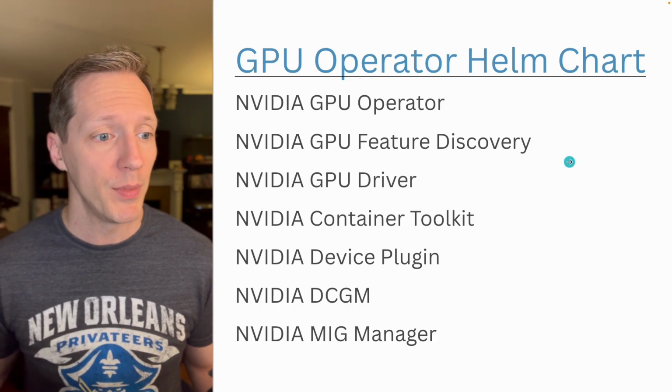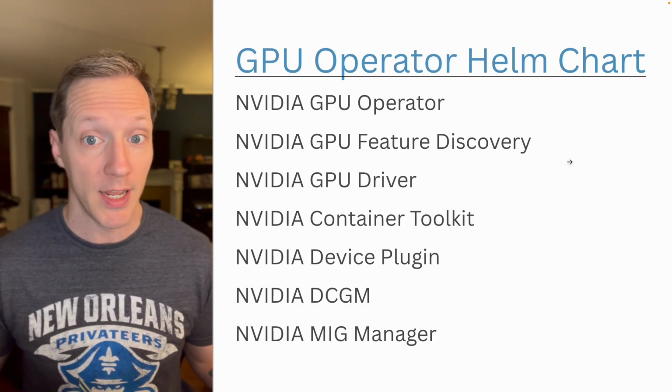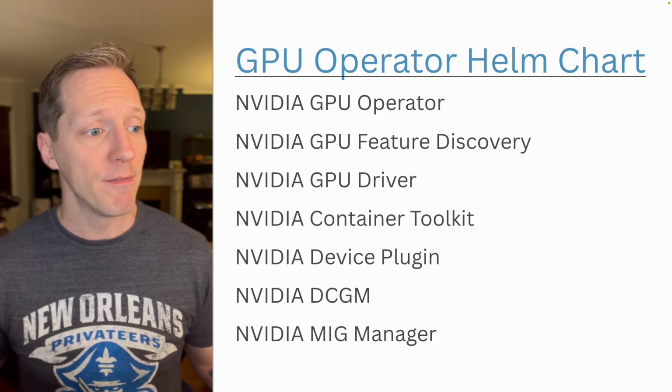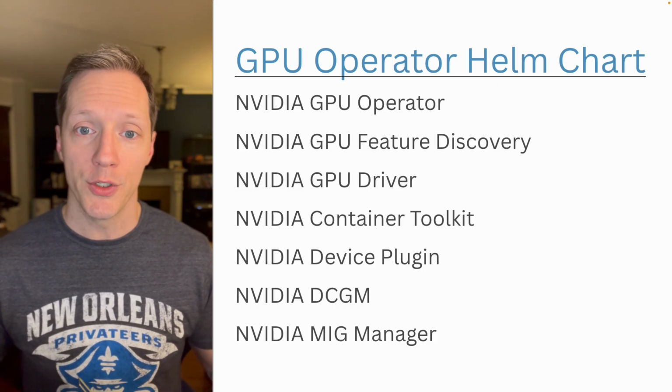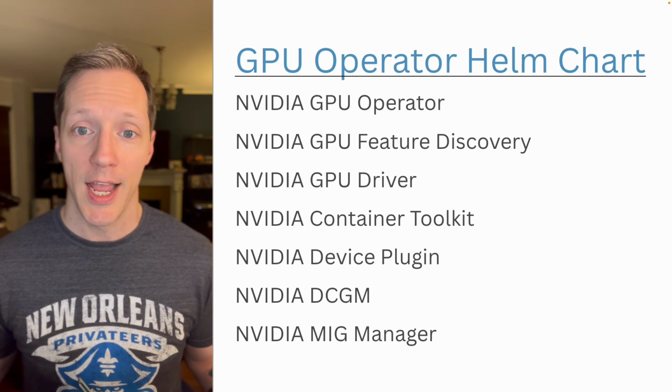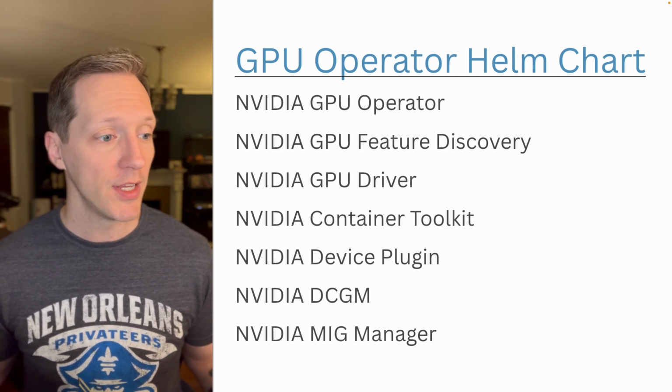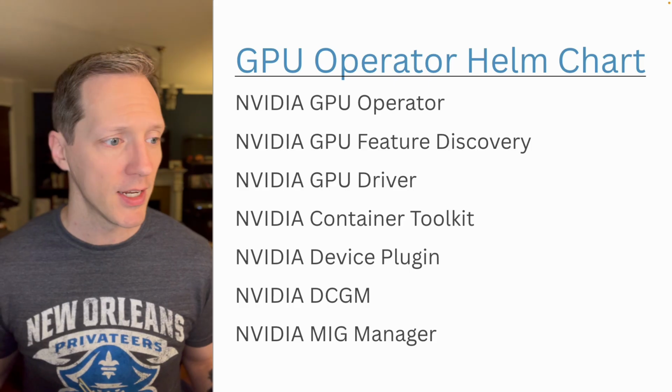Then we have feature discovery. Now this is important because different Nvidia GPU devices have different features. So this is actually going to run against all of your GPUs that it finds in your cluster, and it's going to detect what features they support. We'll talk about that in a second.